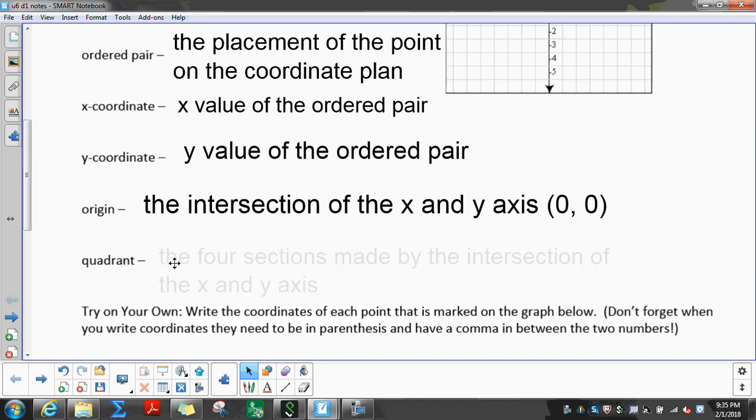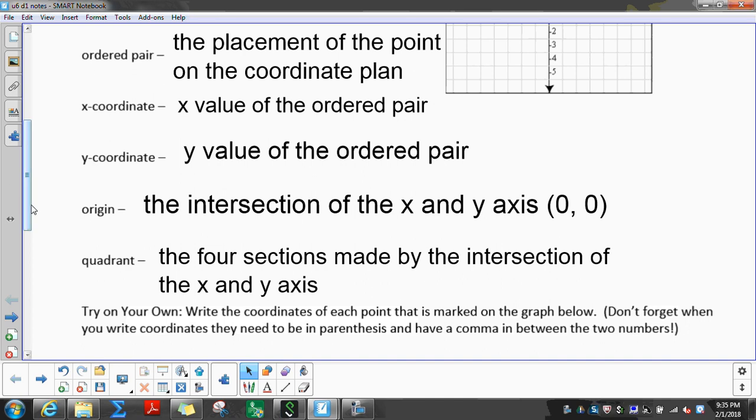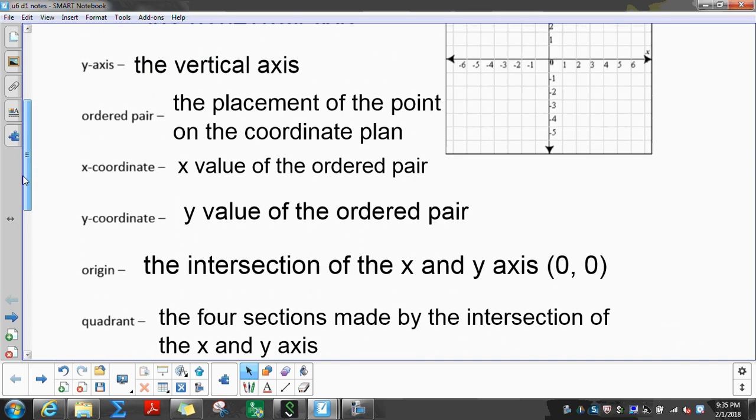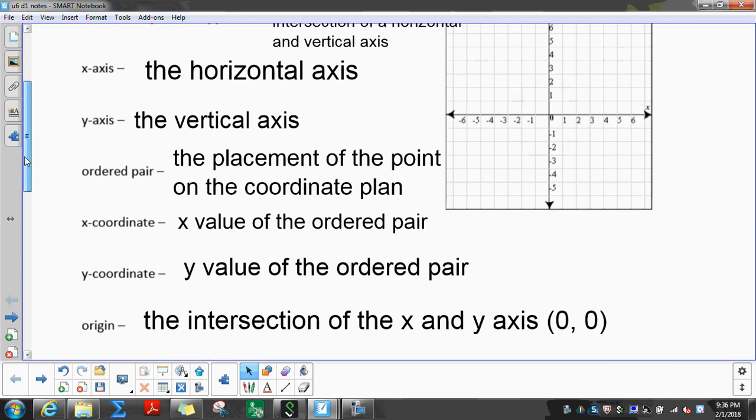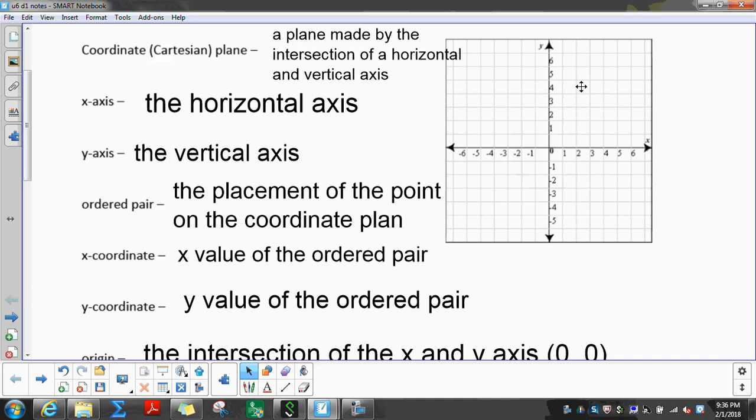Quadrants are the four sections made up by the intersection of the x and y axis. So if you look up here at the coordinate plane, there's four sections. We number them like this. So this is 1, 2, 3 down here, and 4. We can remember the order they go in if we just draw a giant C. So we start up here, we draw a C: 1, 2, 3, 4. And C stands for coordinate plane.